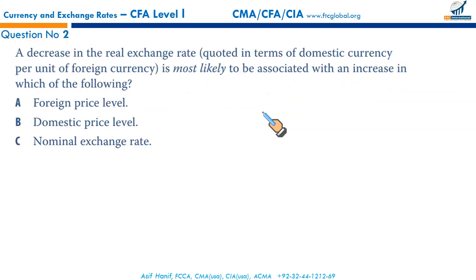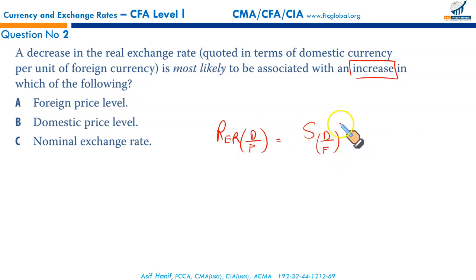Next, a decrease in real exchange rate quoted in terms of domestic currency per unit of foreign currency is most likely to be associated with an increase in which of the following? Okay, first of all, we know the real exchange rate, that is domestic currency per foreign currency, is equal to spot domestic per foreign currency times the foreign price level upon the domestic price level, right? That's the formula we know.